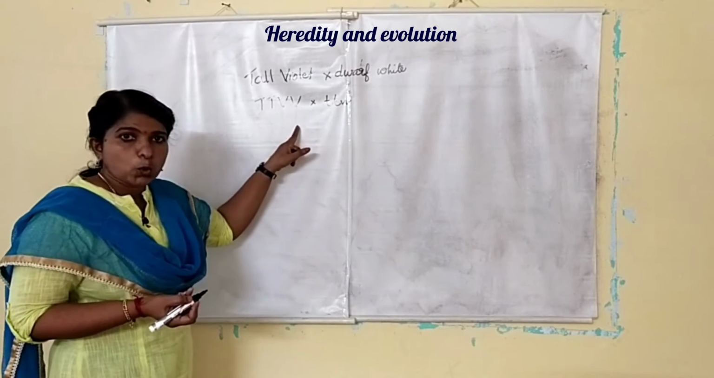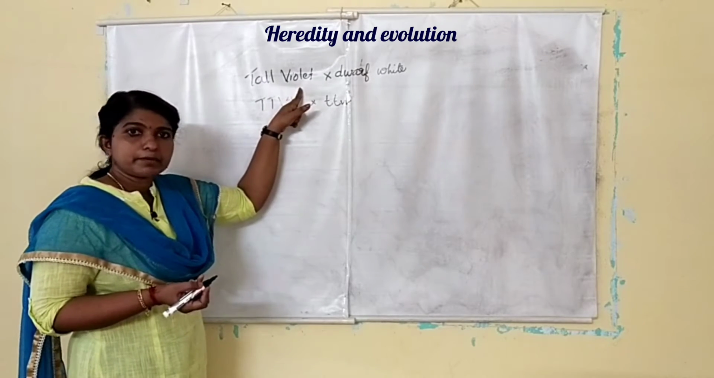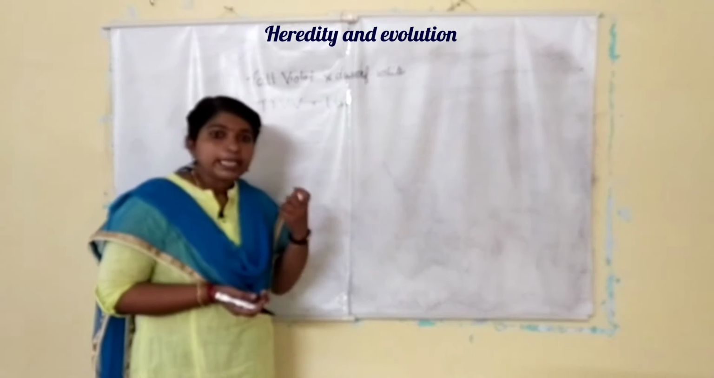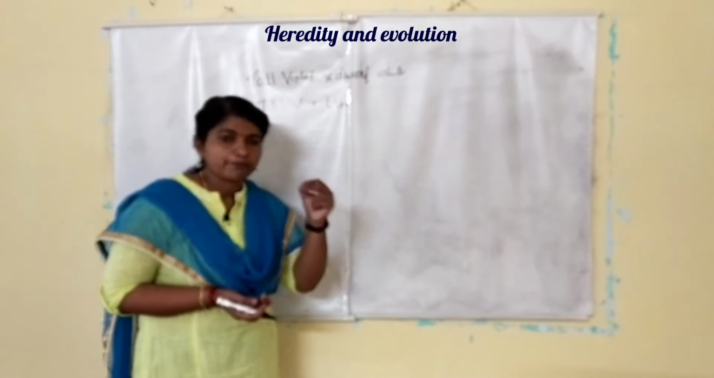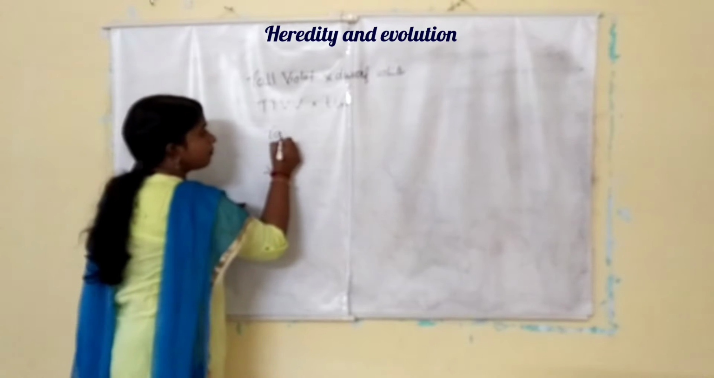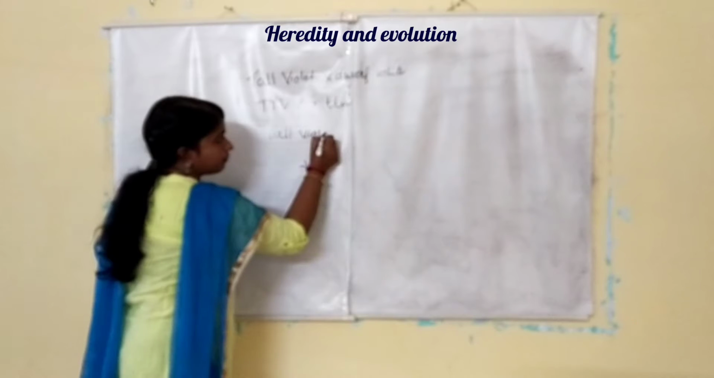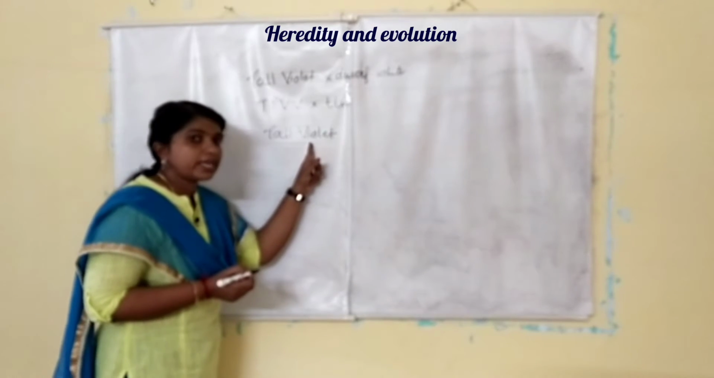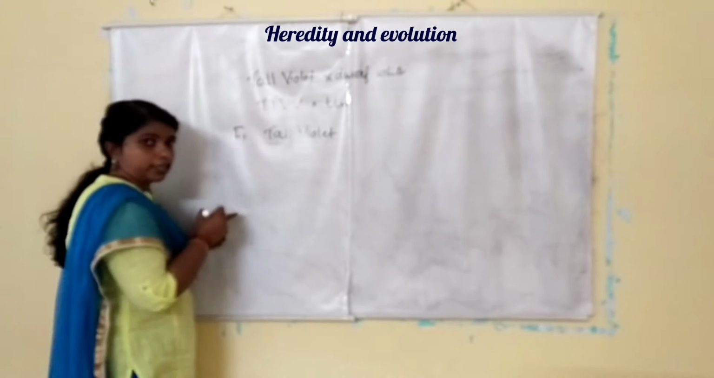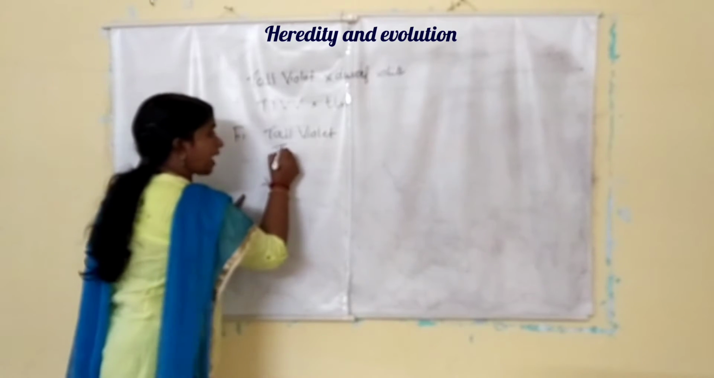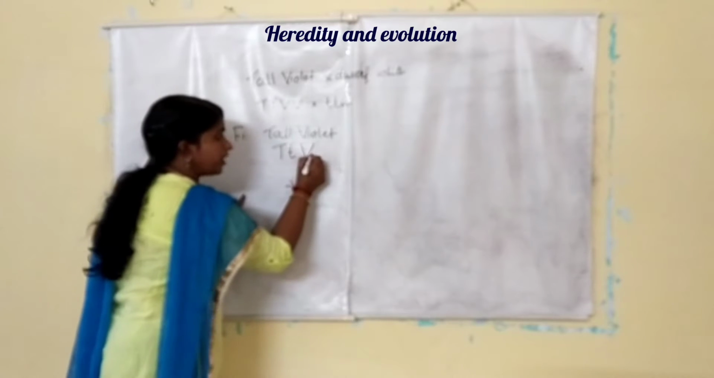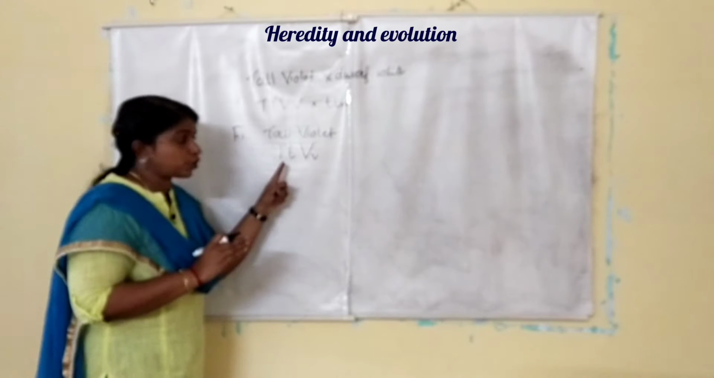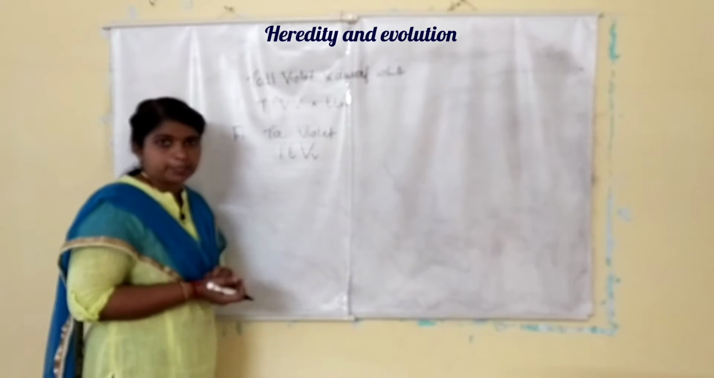When Mendel crossed a tall violet pea plant with a dwarf white pea plant, he got the progenies in the F1 as tall and violet. All the progenies obtained were tall with violet flowers. This is the F1. Here the genotype is capital T, small t, capital V, small v, but the phenotypic expression, the physical character, is tall and violet.